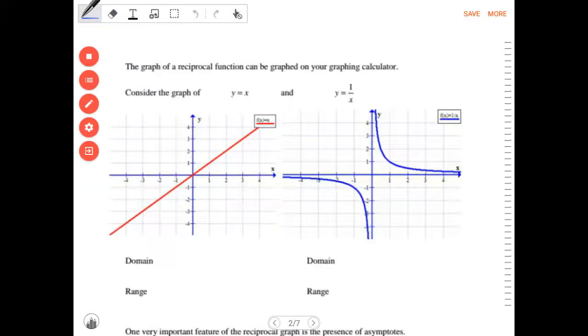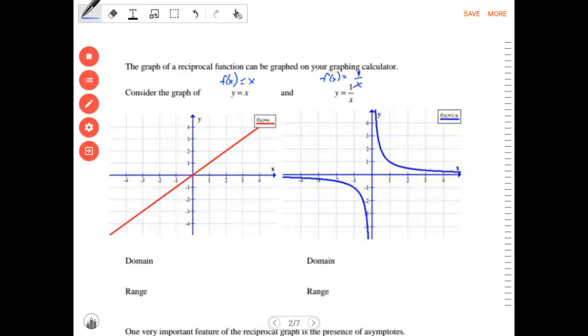The graph of a reciprocal function can be graphed on your graphing calculator. If you have a TI-84, it's y equals x and y equals 1 over x. If you have a TI-Nspire, remember, TI-Nspire graphs f of x's. So f of x would equal x, and then f of x would equal 1 over x. Sorry, I guess it'd be 1 over x. All good.